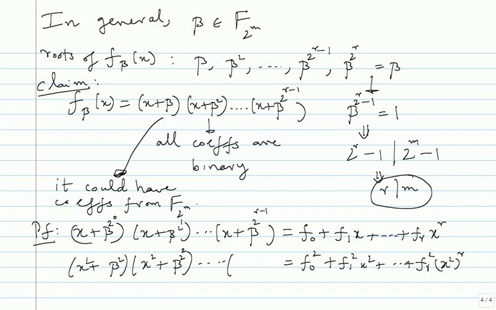Do you see what I'm saying? I'm going to square the whole thing, which is squaring term by term. So if I square x plus beta, what do I get? x squared plus beta squared. What will be the square of x plus beta squared? x squared plus beta to the power 4. Okay, so on till, what is the square of this? x squared plus beta to the power 2 power r, which is the same as beta. Okay, beta to the power 2 power r is beta.